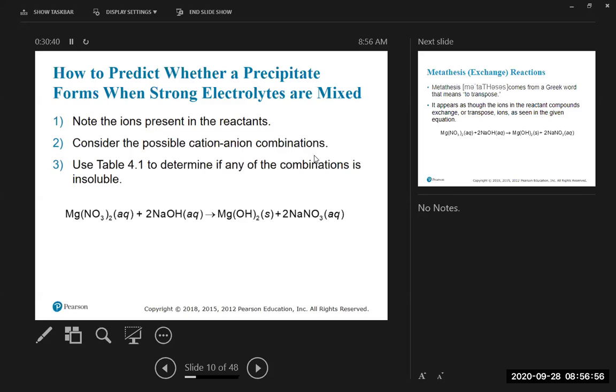Any questions about using that table to see if things are going to precipitate out or not? Okay, so really what you need to do is just familiarize yourself with that table, get comfortable with seeing what in general stays soluble when it goes into solution, and what combinations could cause something to precipitate out.